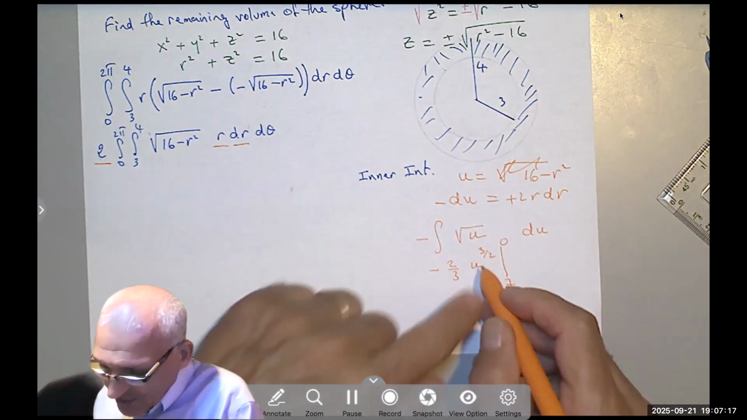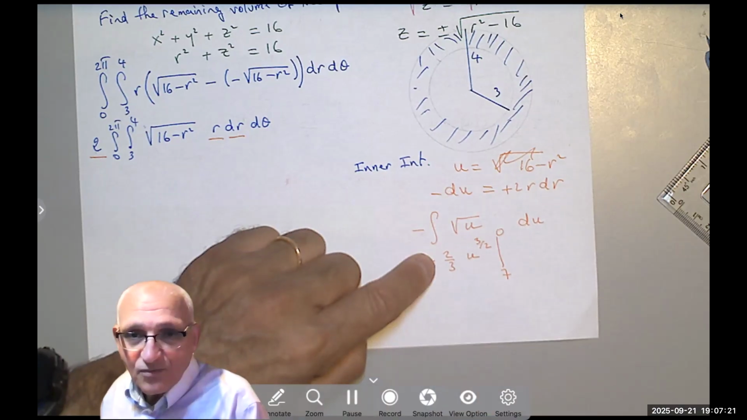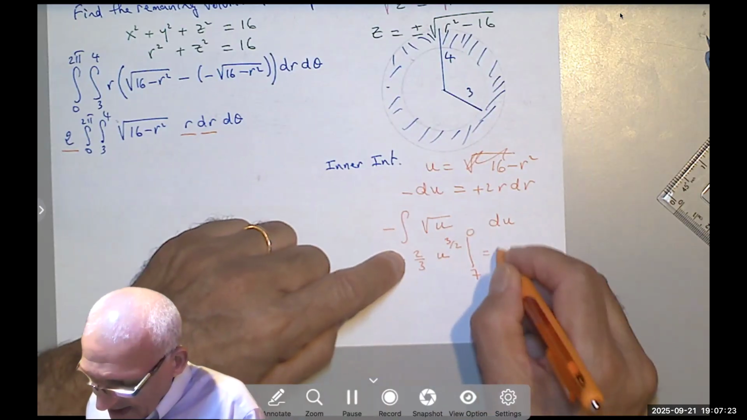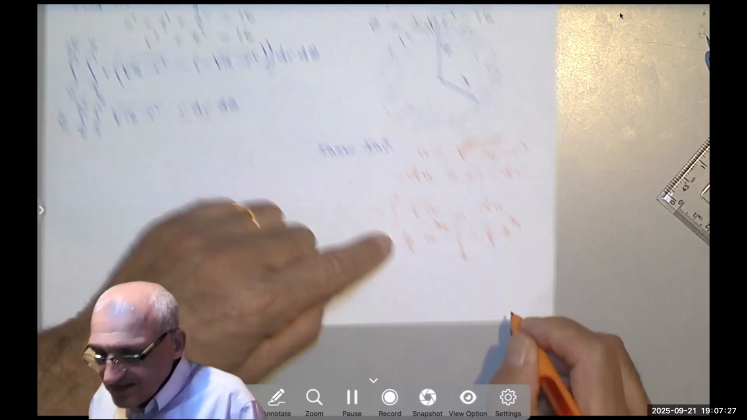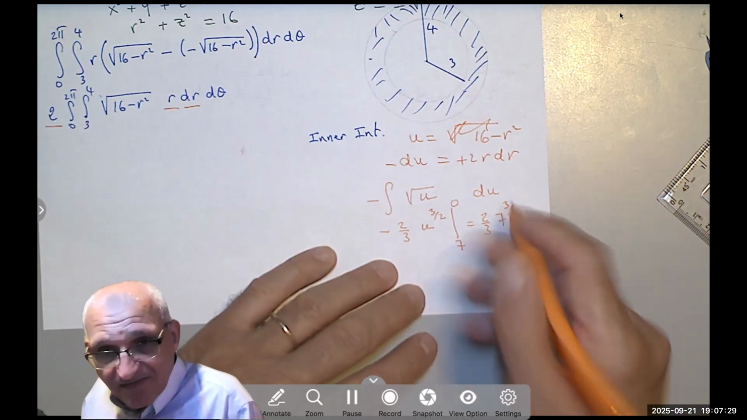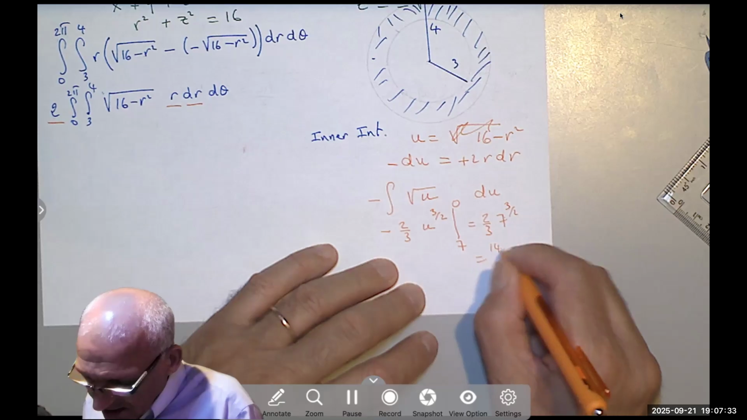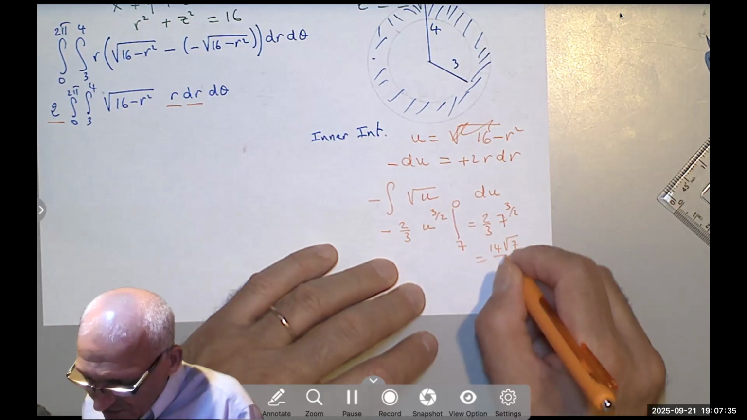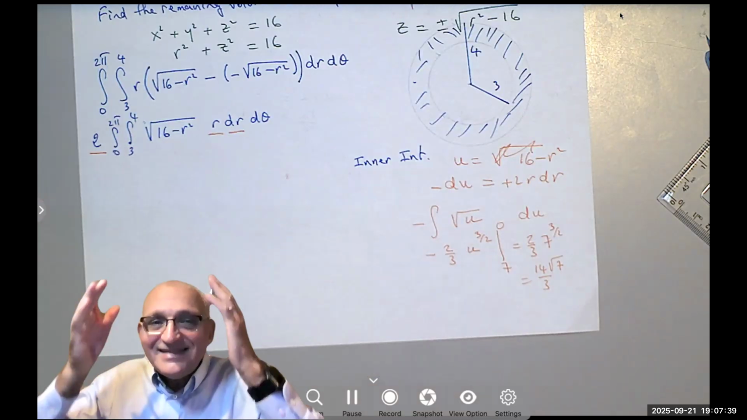Notice that when you evaluate with 0, you get 0, and then minus times the negative will cancel each other, and you will get 2/3 times 7 to the 3/2. 7 to the 3/2 means 7 times root 7. 7 times 2 is 14 root 7 over 3. If you go back, it's identical.